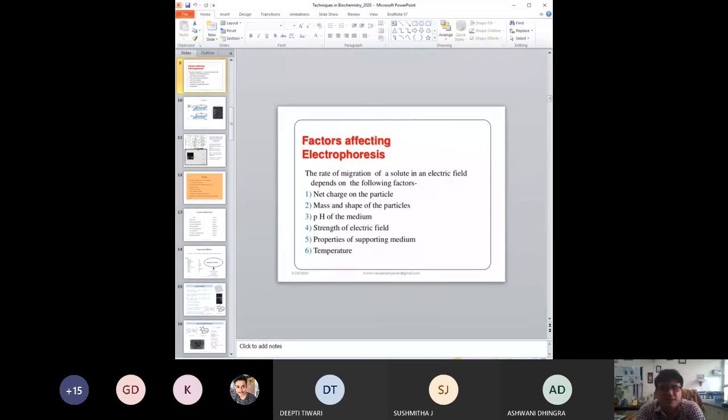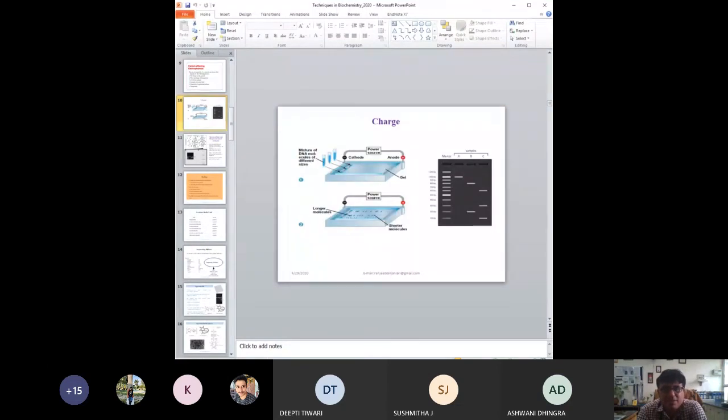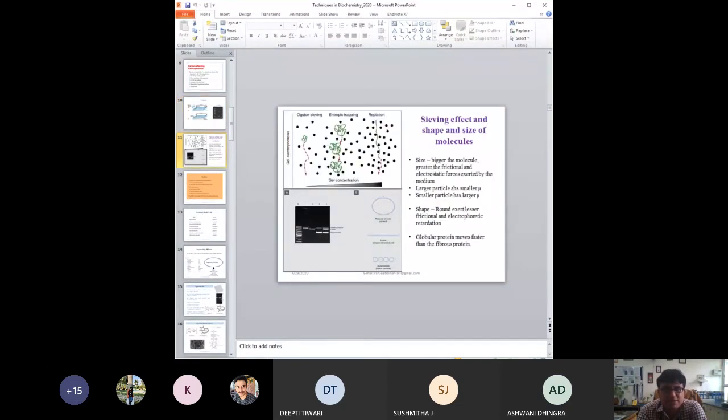Then some of the factors which affect the electrophoresis, that also we discussed at length, like net charge on the particle, mass and shape of the particles. Then I told you the pH of the medium also matters, and then the strength of the electric field, the supporting medium which we are going to use, and then the temperature. And then one by one I explained all these factors.